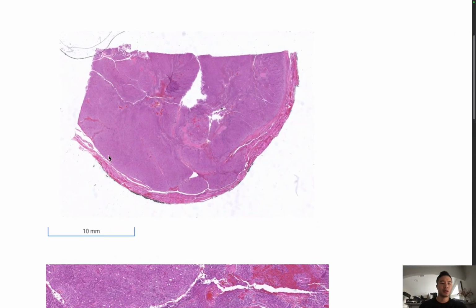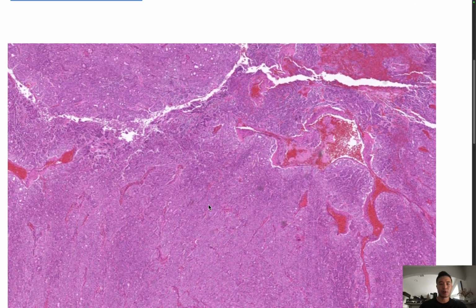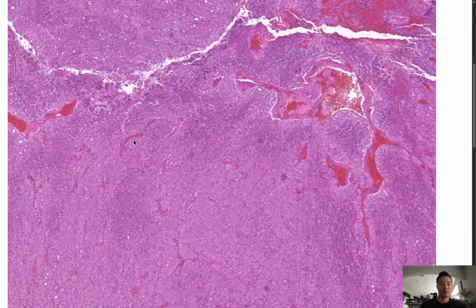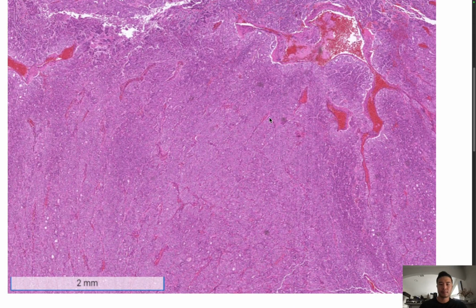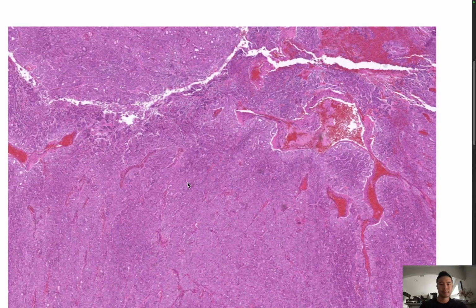So what we see here from low power is distortion of the thyroid histology and architecture. We can see compressed remnants of normal thyroid histology, but it's distorted by this dominant nodule that has a solid architecture with branches of vessels. As we look closer, we see a solid trabecular architecture with a lot of thin vessels that resembles a papillary type architecture.